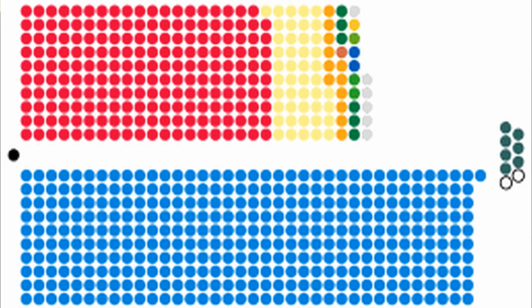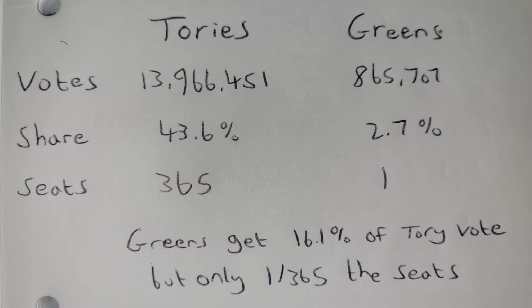Plaid Cymru, the Party of Wales, got 3. And we can see that small parties like the Social Democrats got 2, the Greens have 1, and there are 6 independent MPs currently. This helps us to see why a lot of people, and especially a lot of the smaller parties in the UK, are very keen on electoral reform.